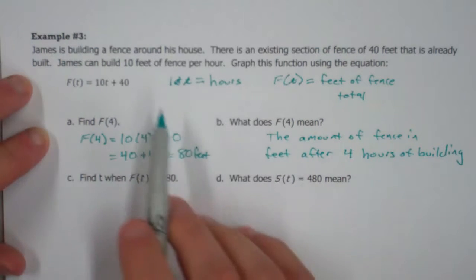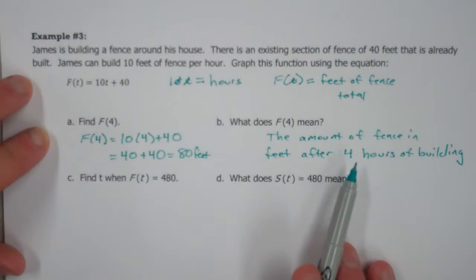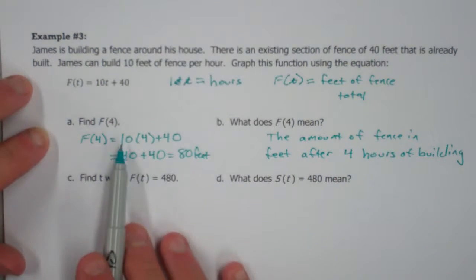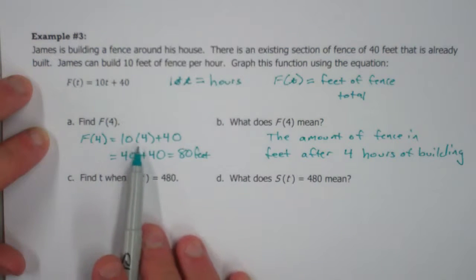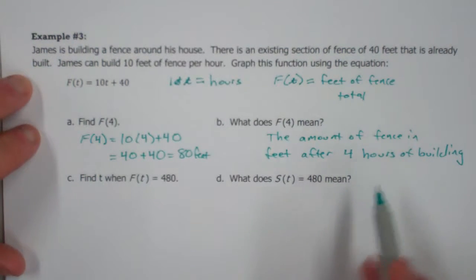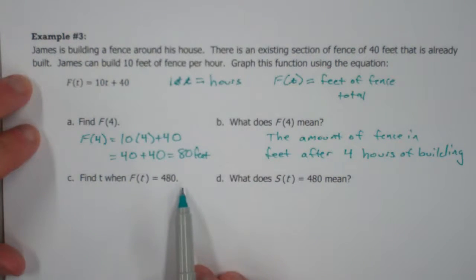And that makes sense. If James can do 10 feet per hour, that'd be 10 plus 10 plus 10 plus 10, which is 40. And repeated addition is multiplication. That's why you see it here being multiplied. And then we just add the 40 that's already there. So 40 and 40 is 80. Totally makes sense.